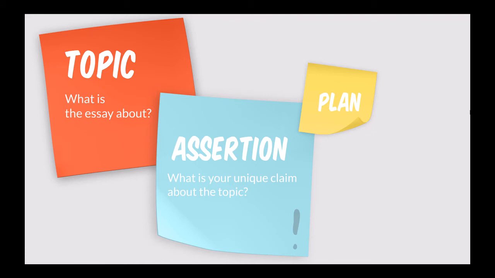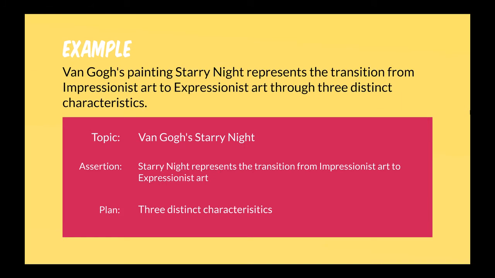To make this more clear, let's look at an example. For example, Van Gogh's painting Starry Night represents the transition from Impressionist art to Expressionist art through 3 distinct characteristics. The topic is Van Gogh's Starry Night. The assertion is Starry Night represents the transition from Impressionist art to Expressionist art, and the plan is 3 distinct characteristics.